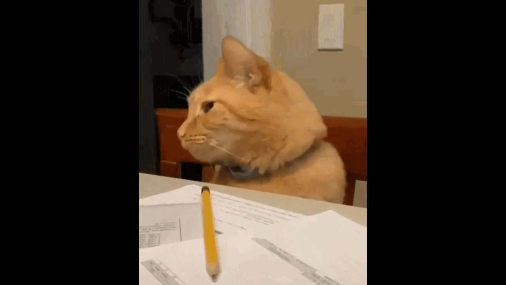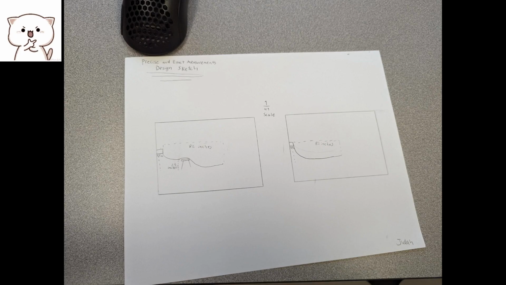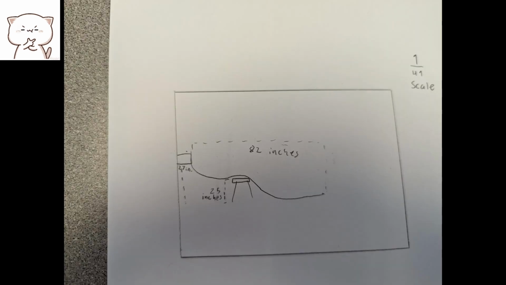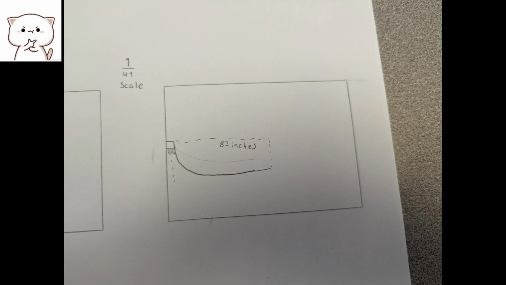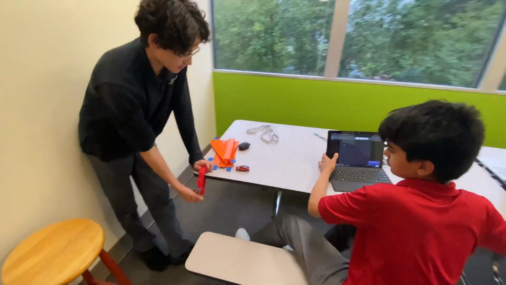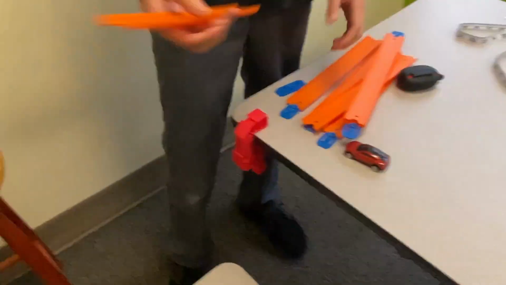We sketched our two track configurations. One of the configurations has a stool pushed underneath the track, holding the track up. The second configuration is just a slope from the table to the ground without any manipulation. We built our experiment, which is quite simple since Hot Wheels are literally made for 4-year-olds.